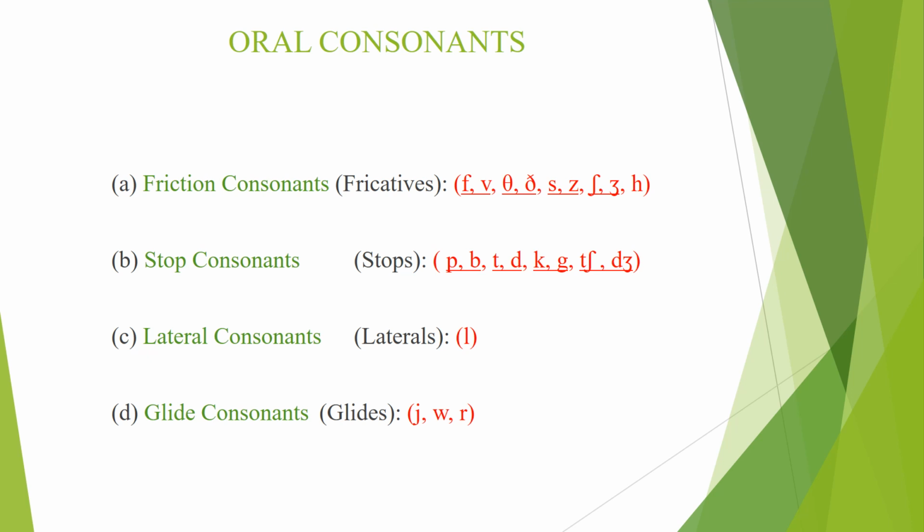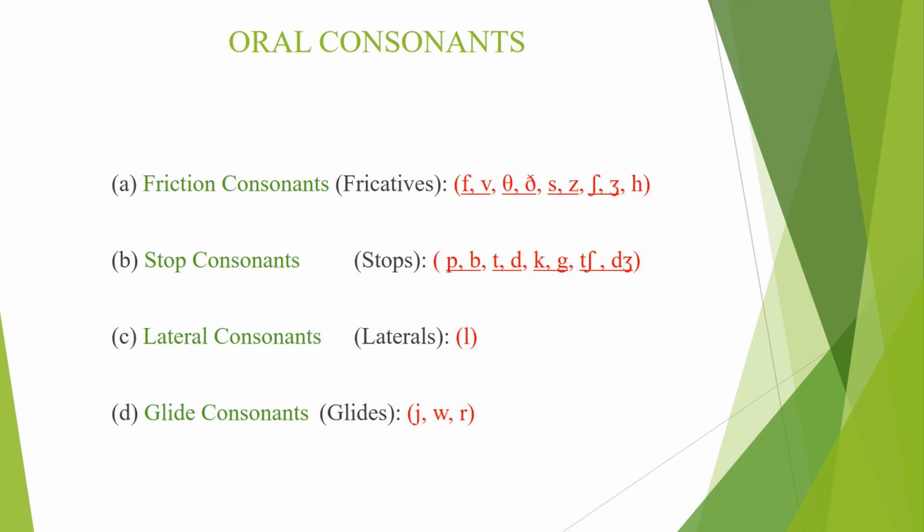The second type is called stop consonants or stops, and they are p and b, t and d, k and g, ch and j. The third one is lateral consonants, or laterals, which is only one sound, l. The last type is called glide consonants or glides, which are y, w, and r.